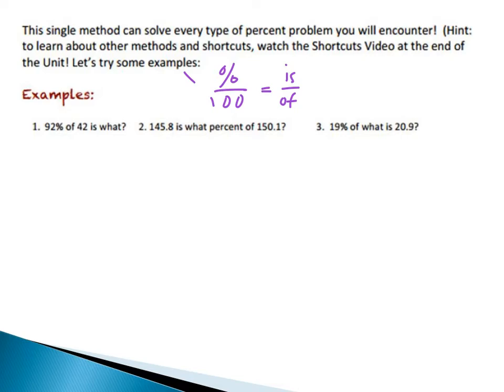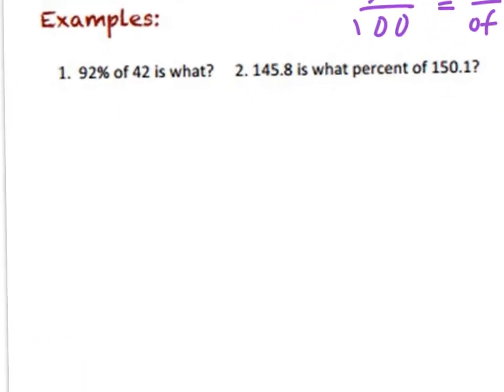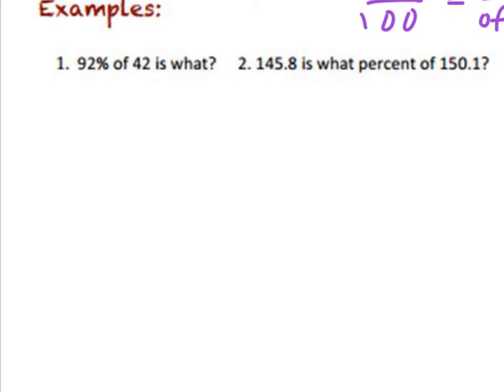So the first one, let me zoom in a little bit so we can see it. I have 92% of 42 is what? I'm going to write the setup: you have your percent over 100 equals the is over the of. When I look at this statement, you have 92%, so the 92% is going to go in the percent spot. So that's going to be 92 over 100 equals is over of. So I have of 42.